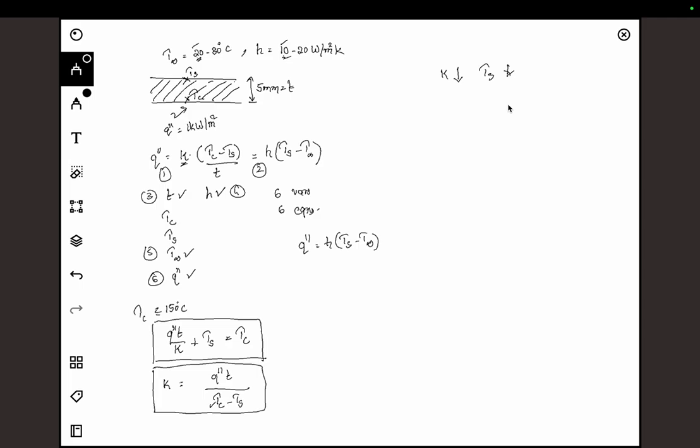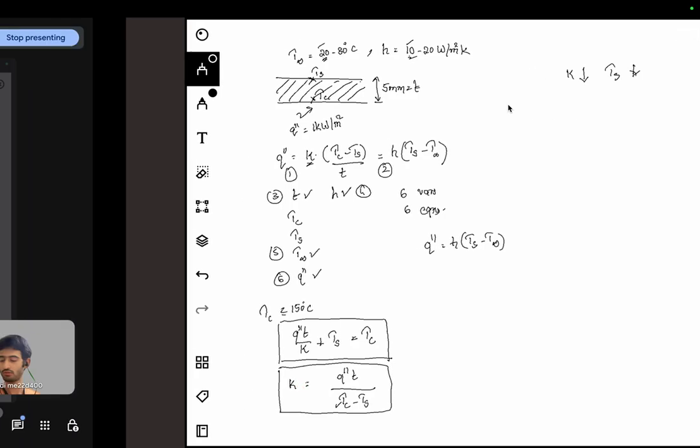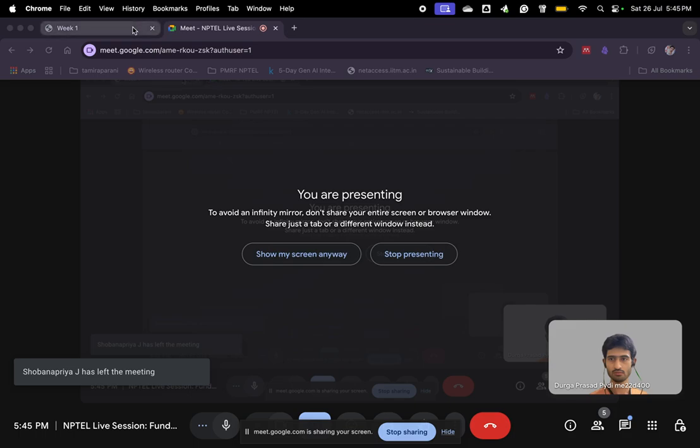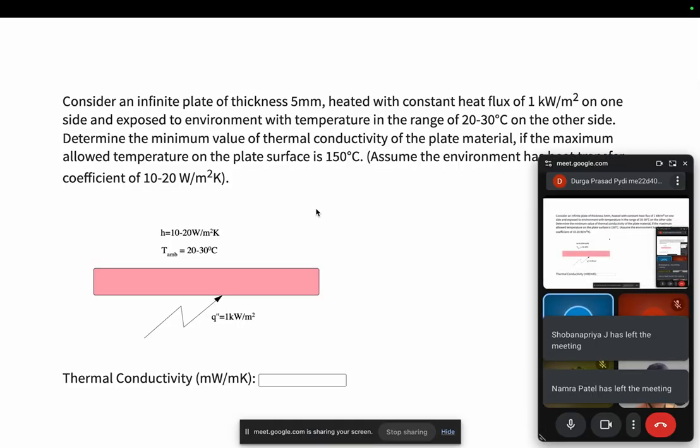Yeah, coming back to the problem. So I know Q double prime. What we wanted to find is the thermal conductivity that will... you were trying to say something.